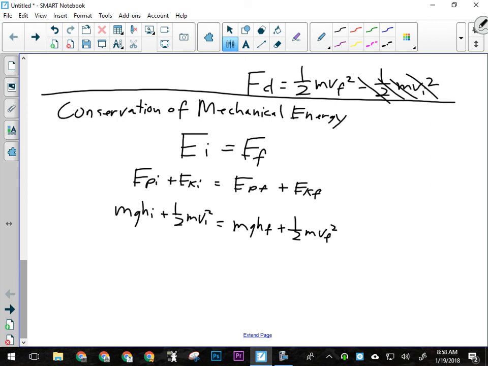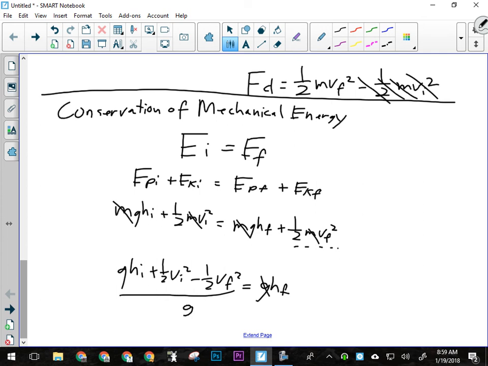Let's just say we wanted to solve for HF right now. I cancel off all my M's, and then I would subtract 1/2 times VF squared over to the other side, right? So I would have G times HI plus 1/2 VI squared minus 1/2 VF squared equals G times HF. And then what would I do with G? Divide it over to the other side. Okay, now HF is by itself, and I can solve for it, right?